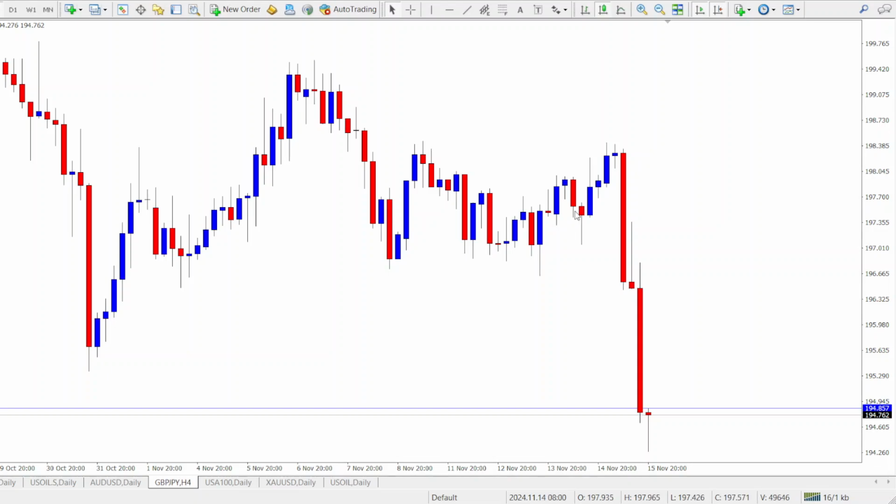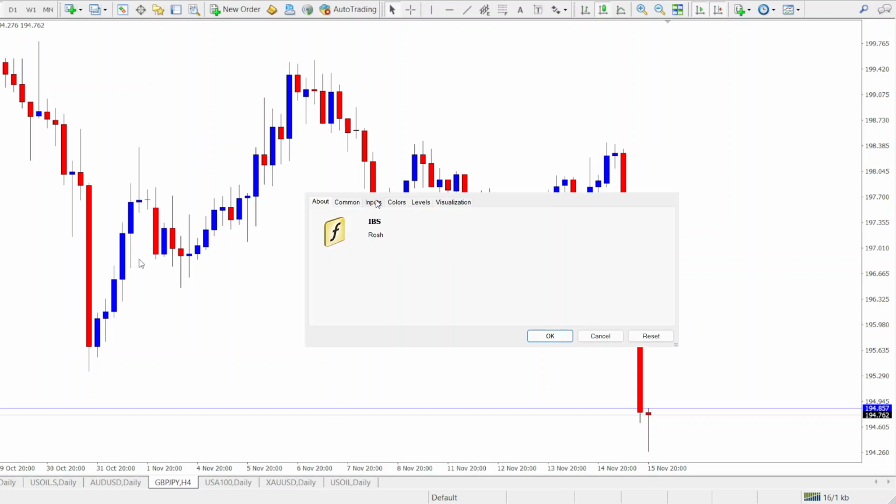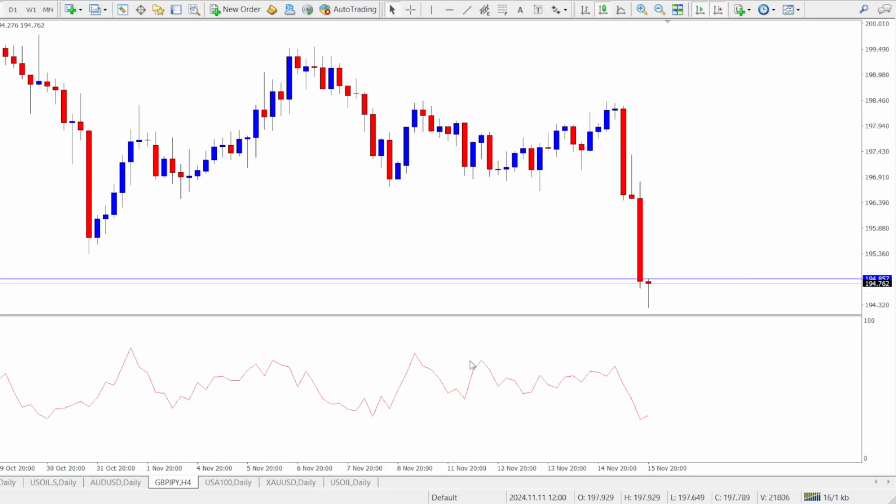Now I'm just going to be adding the IBS indicator to the chart, and this is what it looks like. This is the IBS indicator. It is an indicator that can help you to identify overbought and oversold conditions in the chart. So it is a momentum indicator. It calculates the ratio of a bar's close to its range.